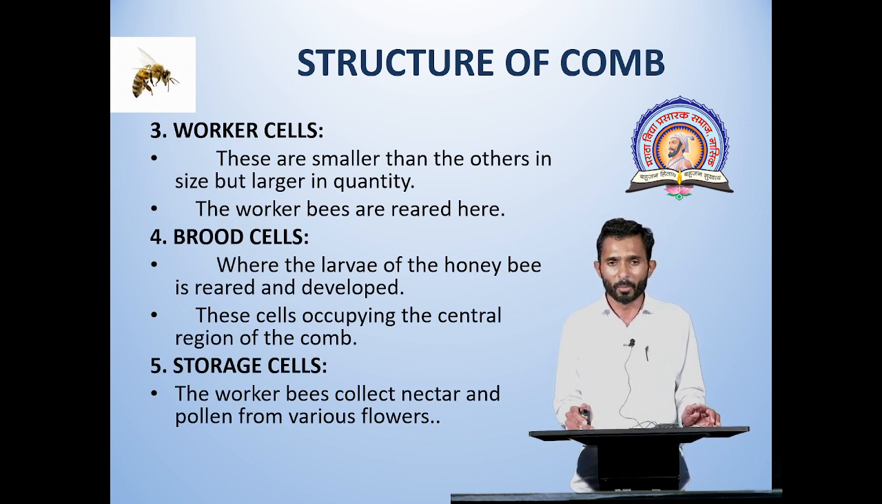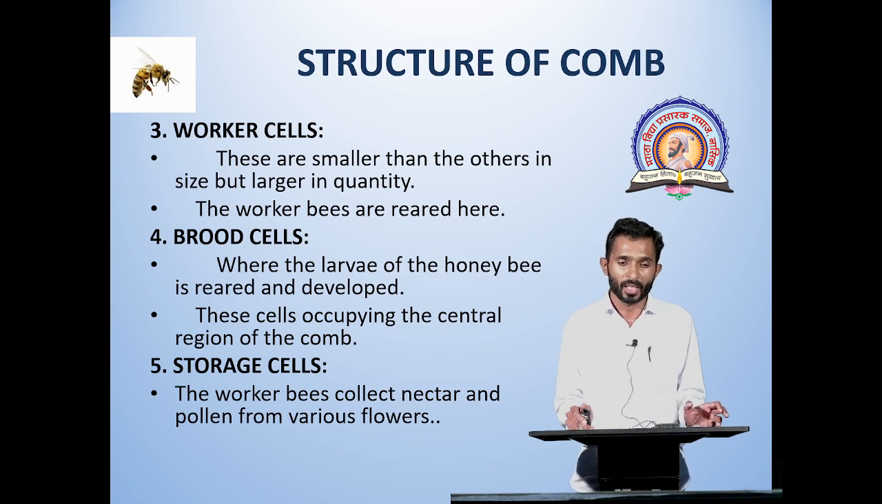Here, most of the work is done by the worker bees. They collect nectar, pollen, water, etc., and store them in these worker cells. The next kind of cell in the hive is the brood cell. When the queen produces different kinds of eggs, they are reared in the brood cells, which occupy the central part of the comb.